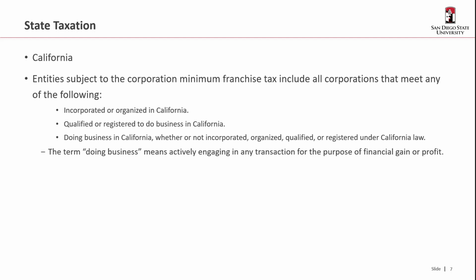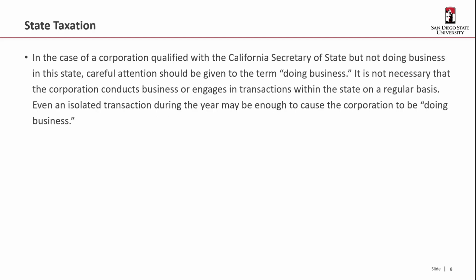But then lastly, they say, look, if you're doing business in California, and that's true whether or not you're incorporated, organized, qualified, or registered under California law. So even if you haven't done the things you're supposed to do, if you're doing business here, California is still going to try to tax you under their nexus law. And under their definition, the term doing business means actively engaged in any transaction. That doesn't say lots of transactions. That doesn't say some minimum number of transactions. That says any transaction for the purpose of financial gain or profit.